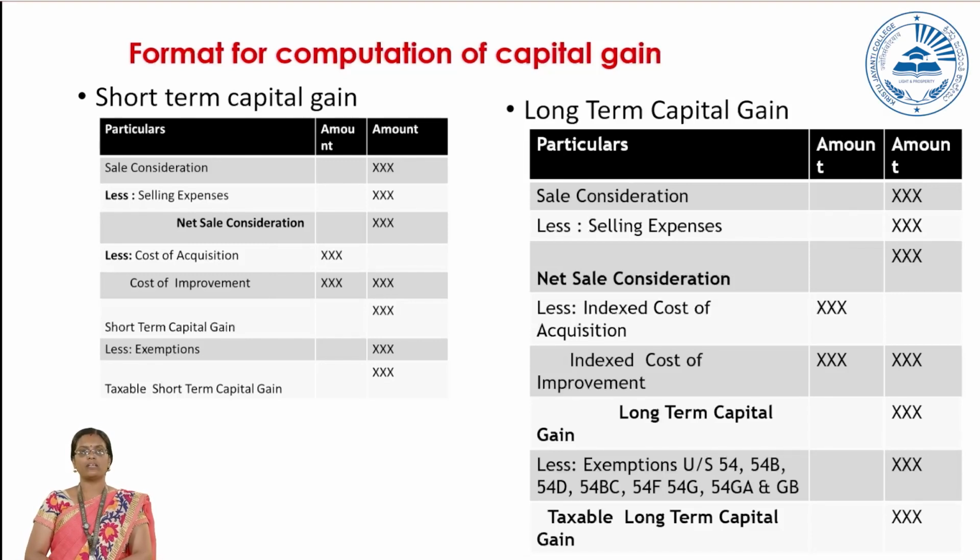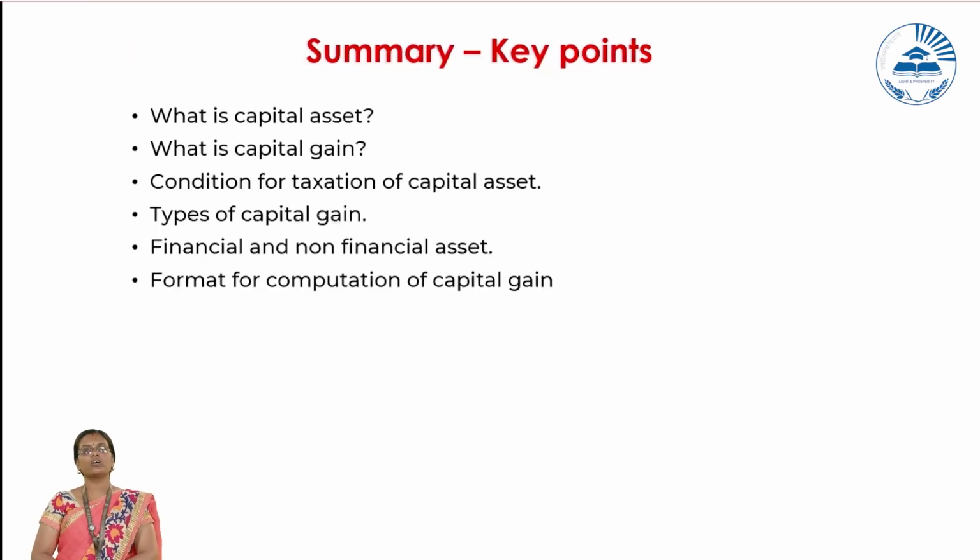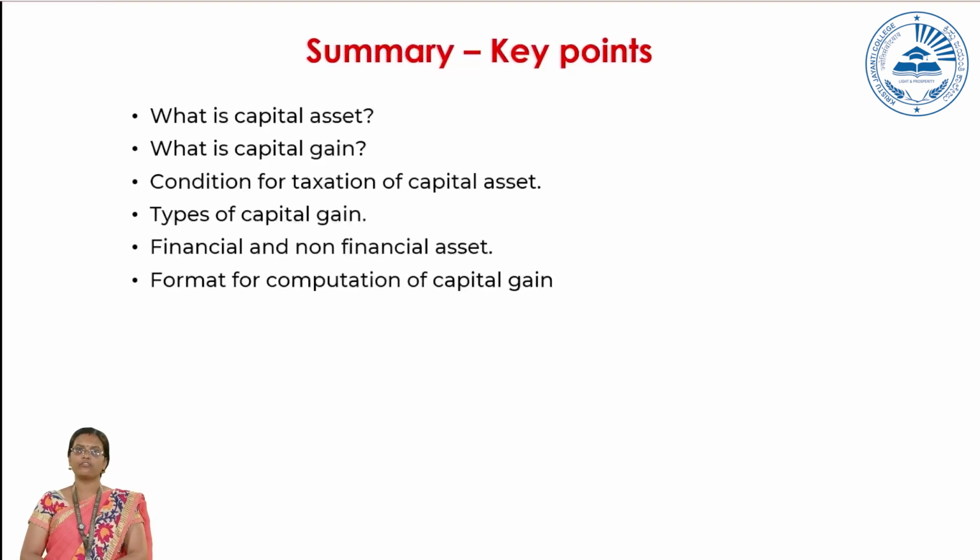Whereas for short-term capital gains or short-term capital assets, we do not have any CII values or cost inflation values to be given. So with this, we will take a quick recap of what we have learnt in today's discussion. First, we saw what is a capital asset, and then moving further, we saw what we mean by capital gain as per the Income Tax Act 1961. We also saw the 4 conditions that are important for computation of capital gain, or to call a particular asset a capital asset. Further, we also saw the types of capital gain, classifying them into short-term and long-term as well as financial and non-financial asset. Moving further, we saw the format to be followed in order to compute short-term capital gain and long-term capital gain.